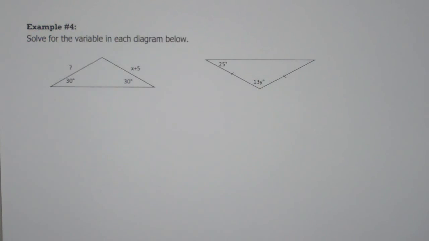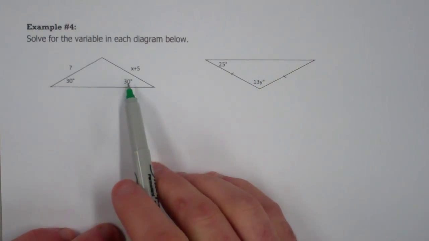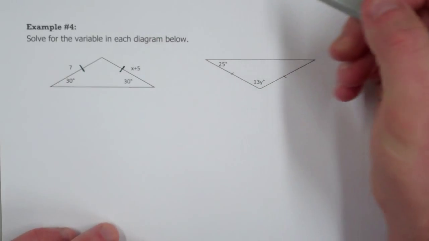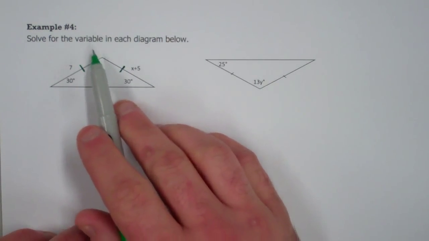In example 4, we're going to solve for the variable in each diagram below. If we look at this triangle, we can see that we have two angles that are the same, and therefore the sides opposite of them will be congruent. So we have an isosceles triangle here, and we don't even need to find the measure of this other angle. That's not what we're asked to do.